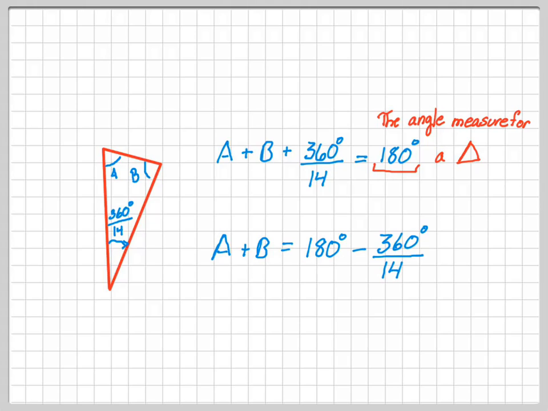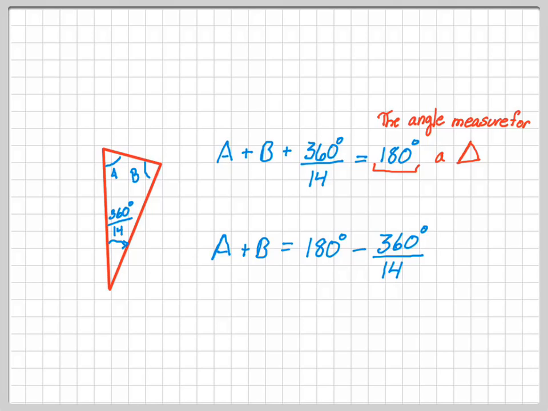So that means if we solve for A plus B, we get that it equals 180 degrees minus this 360 over 14. Now we could simplify this, but there's not really a lot of value in that, in my opinion, and it just leads to rounding errors, so let's ignore that.